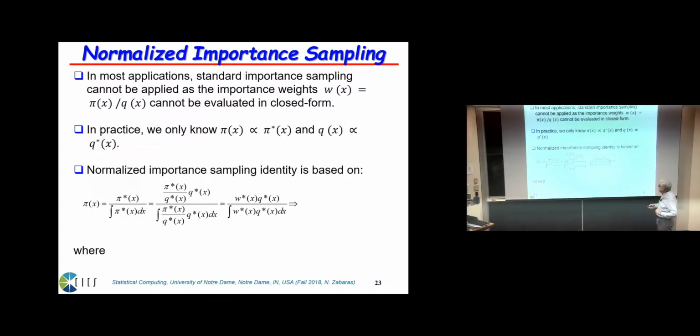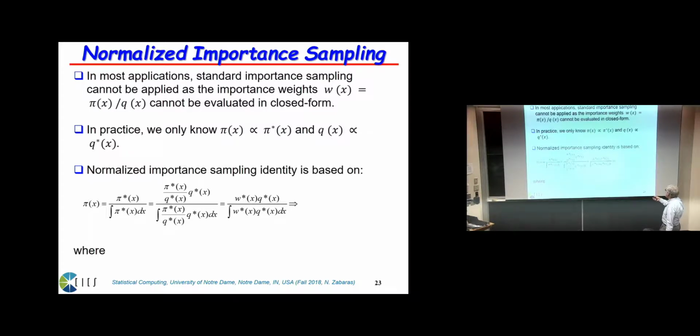So I need to show you an identity before I do this. And it's an identity with playing with trivial notations here. Do you agree with me that pi is pi star divided by the normalizing factor? Yes? All right. So in the numerator, I multiply and divide by q star. Inside the integral in the denominator, I divide and multiply with q star. I call this w star. So w star now is the ratio of the unnormalized weights times q star. And this is w star times q star, the integral.